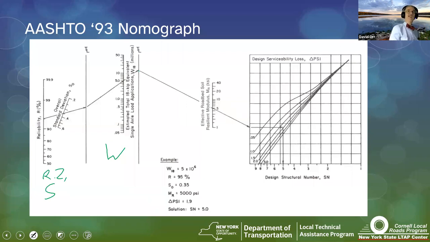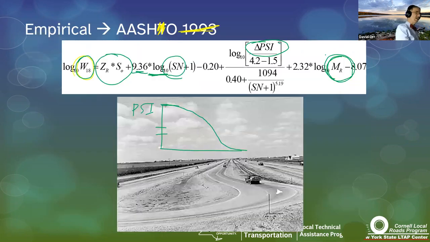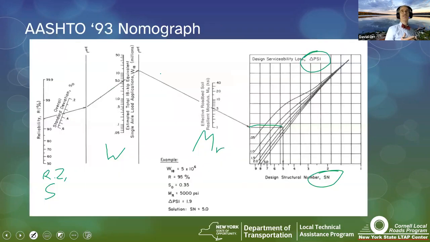You go to another turning line, otherwise you'd have this really long line going way up in the distance. Come down to here to the subgrade support, M sub R, okay? And then you come over to this table, and this is the design serviceability life, delta PSI. You'd come straight across, hit this design allowable serviceability loss, and you'd get your structural number. So what they've essentially done is developed a nomograph to solve for S sub N, okay? Because if you think about it, that's what you really need. What you really need is something to calculate the thickness of the pavement, okay?